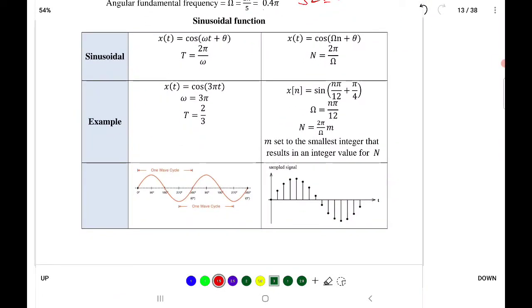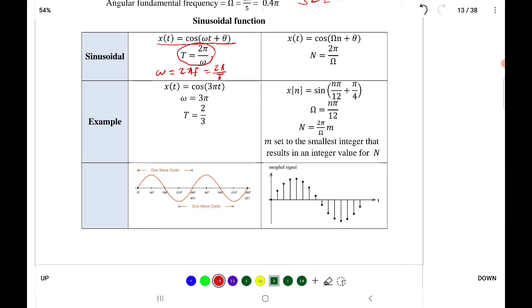Okay. I'm going to take a special case for the sinusoidal function. If I have a sinusoidal function, it's periodic. When I say sinusoidal function, it means it could be sine or cosine. That's the general form for cosine: x of t is equal to cosine of omega t plus theta. And you know that omega is equal to 2 pi f, and f is equal to 1 over T, so 2 pi over T. So from this equation, you can find T, the period, is equal to 2 pi over omega.